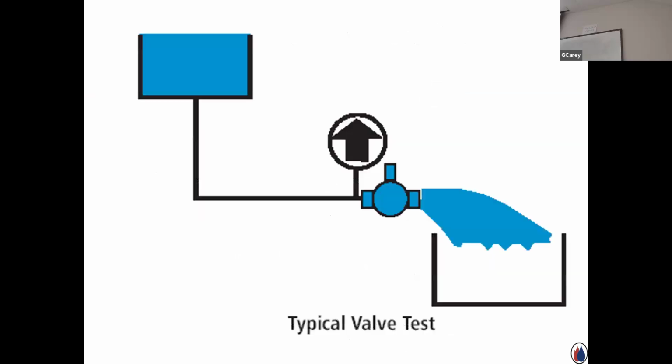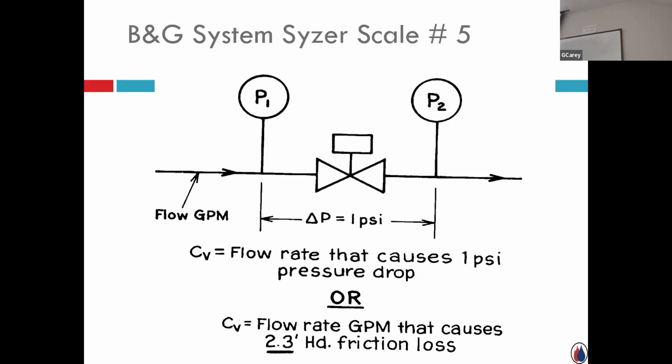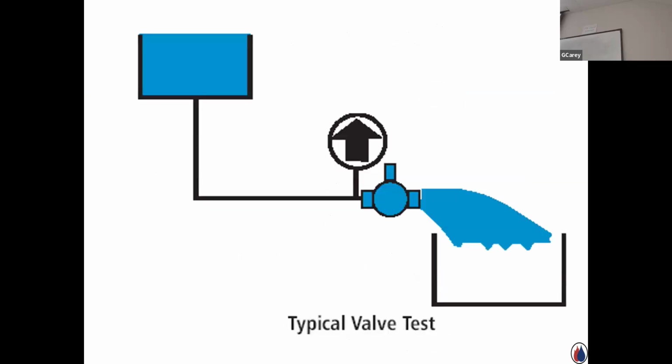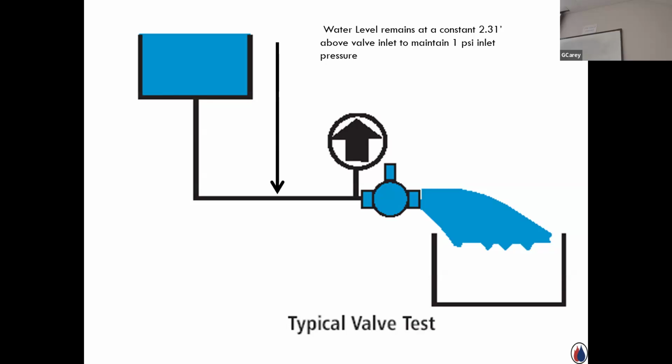So what's interesting is when you look at the scale, before I get there, and this is just kind of a cartoon drawing, but it's a visual of how the valve manufacturers test their valves so that when they state it, this is how they got there. So they're saying a typical valve test, water level remains at a constant 2.31 feet above the valve inlet to maintain a 1 pound inlet right here. 0 on the outlet side. They have a container where the water is collecting, if you will. The pressure at the valve outlet is 0 psi.